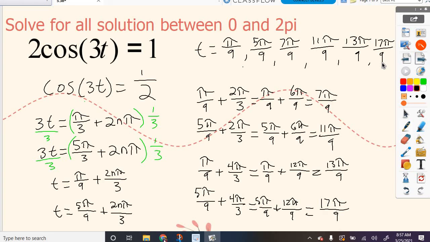recall that I said then when we plug in 3 for n, we would do 2 times 3, which gives us 6, and 6 pi over 3 is 2 pi. So if we add the pi over 9 or the 5 pi over 9 to 2 pi, that's going to be outside of the range that they're wanting our answers in. So we should actually end up with 6 solutions.